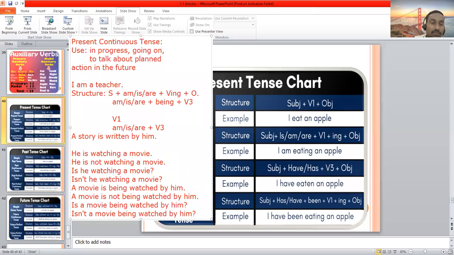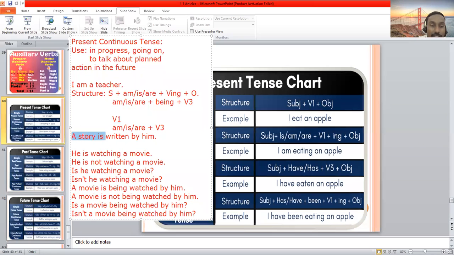Where does V1, the first form or base form of the verb, come? In which tense does it come? Simple present tense. That is in active voice. If it is passive, it is like this. Where will you find this kind of structure? If it is simple present tense and passive voice like this: a story is written.